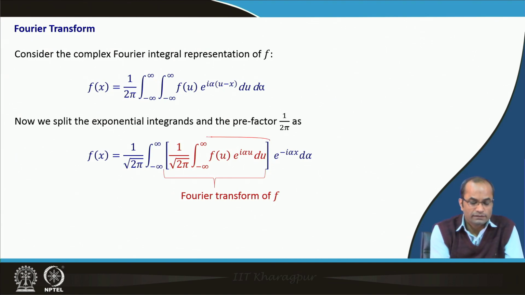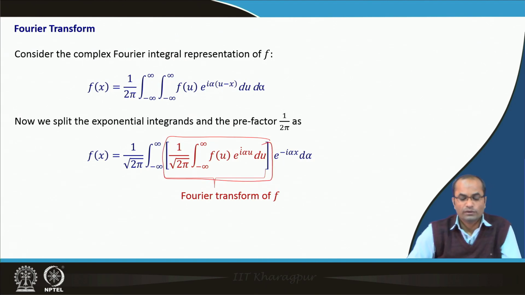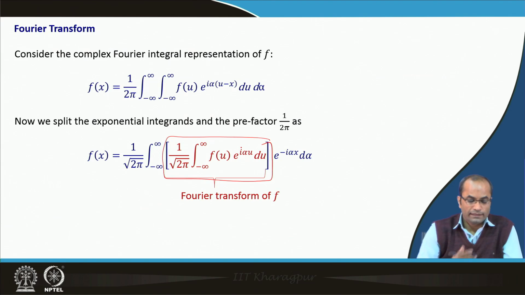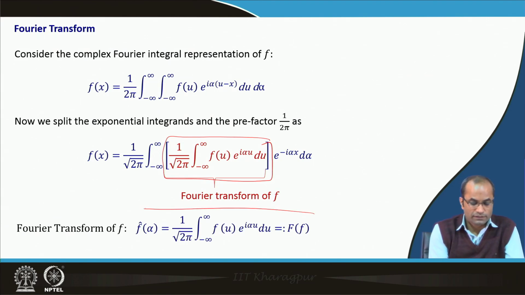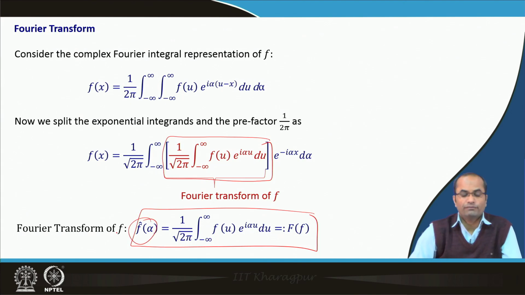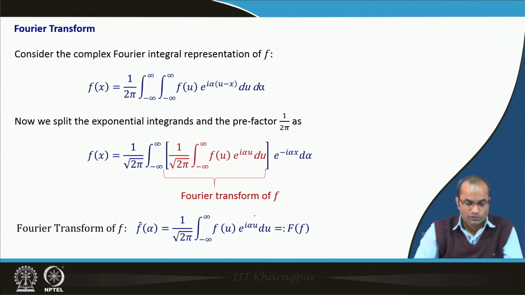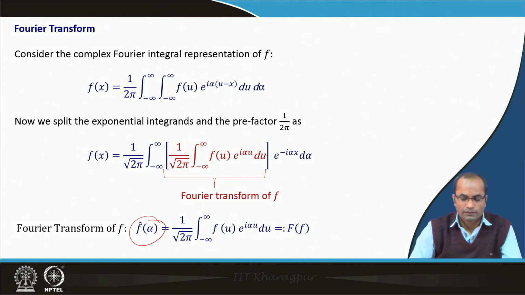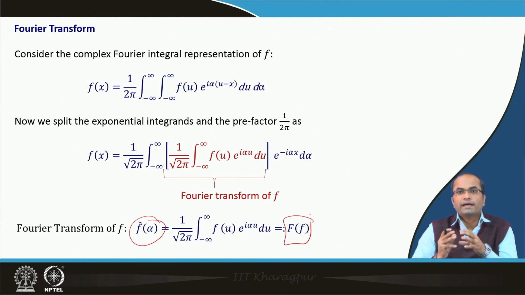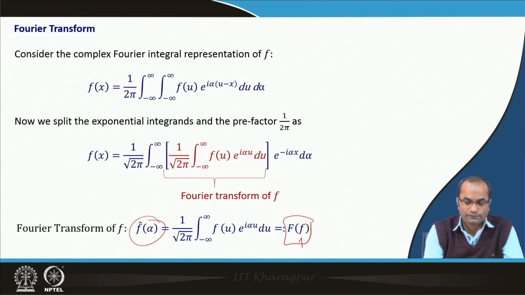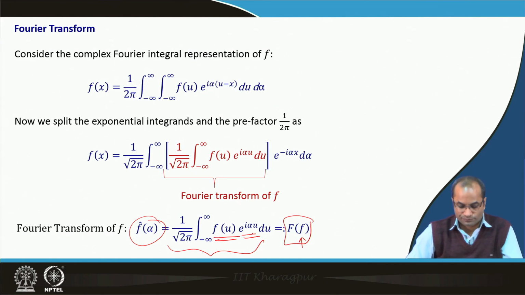This quantity in this bracket is called the Fourier transform of f, and let us introduce the notation f hat alpha for the inner integral, which is 1 over square root 2 pi f u e power I alpha u du, because this is a function of alpha now. So, we are naming it f hat alpha, and the notation we usually use is a big F. So, the Fourier transform of f is given by the formula 1 over square root 2 pi, minus infinity to plus infinity, f u e power I alpha u du.